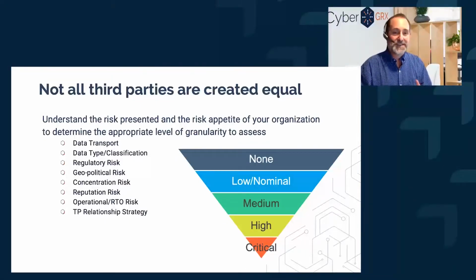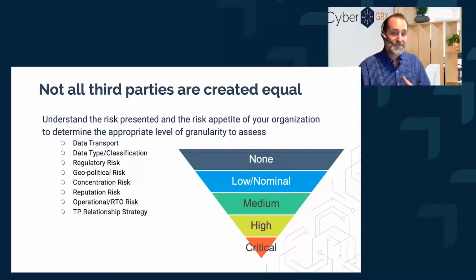But one of the organizations wanted to know the data transport, how the information is going to get from the customer to the third party. The classification of the data or the data type, was it PHI, PII, NPI, classified, or public information? Is there regulatory risk? Is there geopolitical risk if it's an offshore type provider?